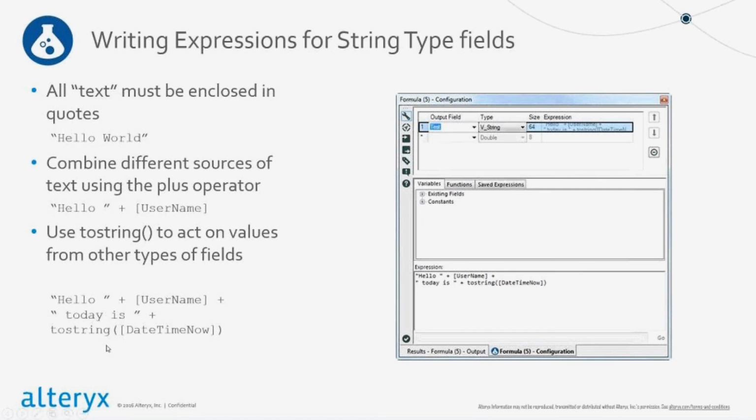I can also pull in other things in this last example. "Hello, Nathan, today is," and then get today's date and time would return that. The thing I need to remember is if I'm filling in a string field, I might need to convert something if it was either a number or a date into a string, which is what this ToString option is doing.